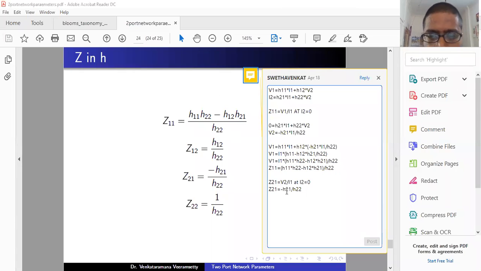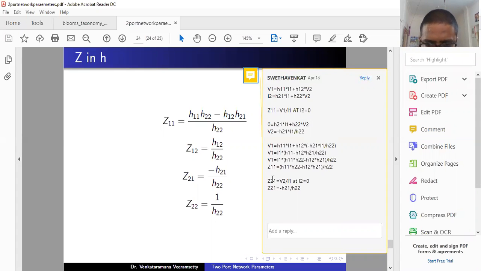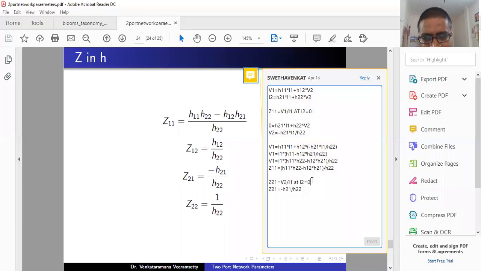Next I want to find Z21. So what is the definition of the Z21? Z21 equal to V2 by I1 at I2 equal to 0. This is the definition. We discussed it already when we discussed the Z parameters. Now from this equation, we get V2 equal to minus H21 into I1 divided by H22. This equation we got. And I want the ratio between the V2 and I1.